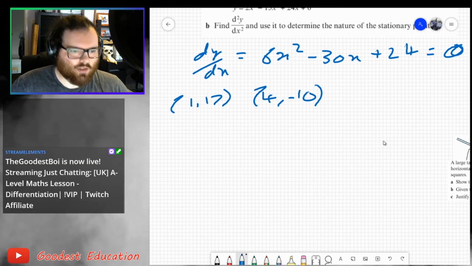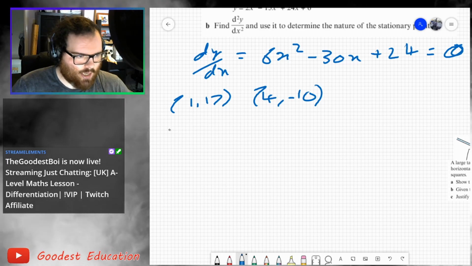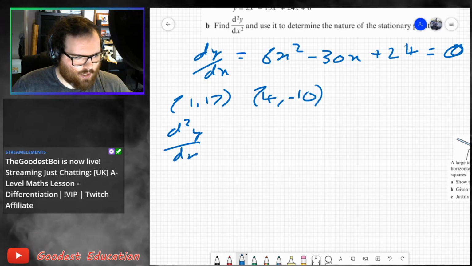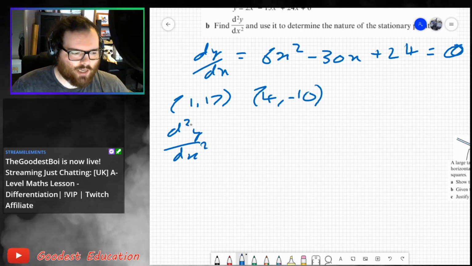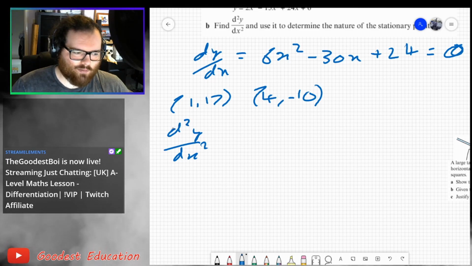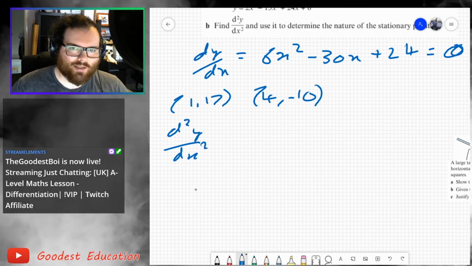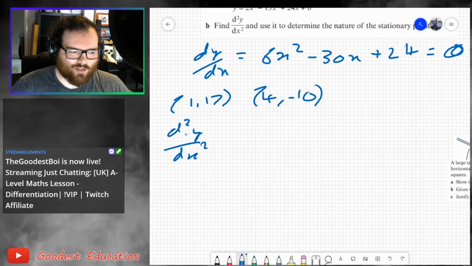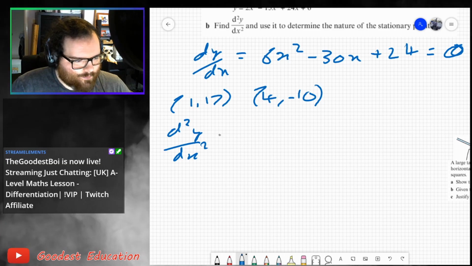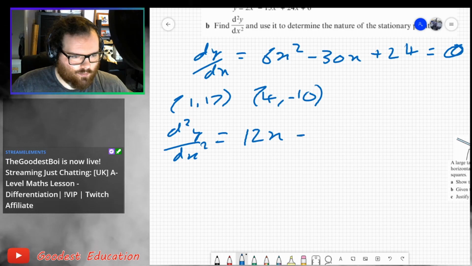So to find the nature of these stationary points, we want the second derivative. So we're going to differentiate dy/dx again. So we put d squared y over dx squared. The reason why it's written like this is just notation. If people wrote d squared y over d squared x, people would just cancel the d if they weren't paying attention, if they just looked at it as a fraction. So it's written like this just to make sure no mistakes like that happen. So I'm going to differentiate this again. We're going to get 12x minus 30.